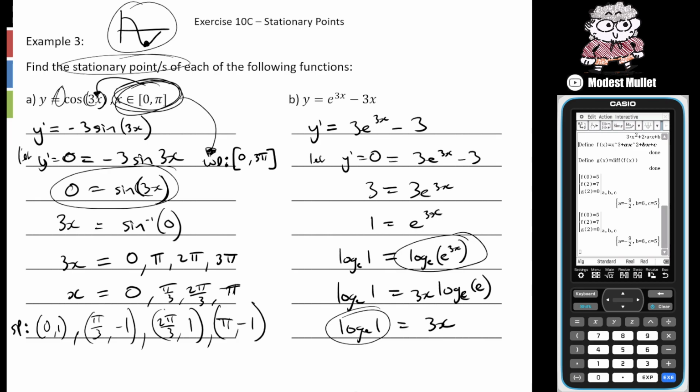Now we need to solve this. Log to the base e, so e to what power gives me 1? Well, anything to the power of 0, so we get 0 is equal to 3x, so x is equal to 0. And then we can substitute that into our original equation. So just quickly, y is equal to e to the 0 minus 3 times 0. e to the 0 is 1, so y is equal to 1. So our stationary point is at 0, 1.